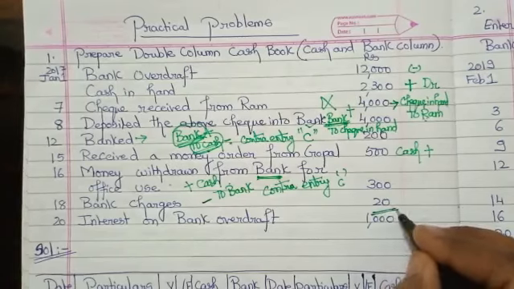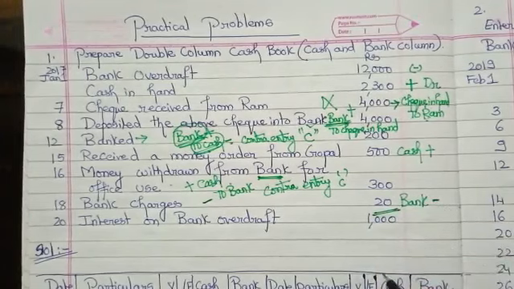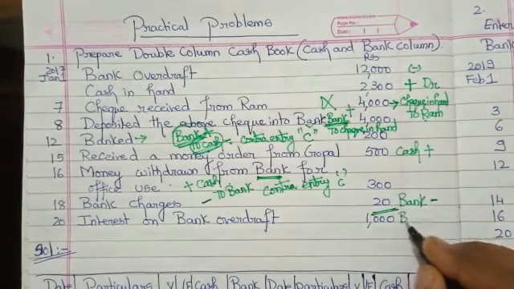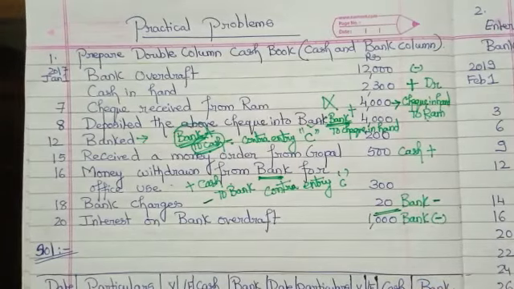Next is bank charges. Bank charges decrease the bank account. Interest on bank overdraft, minus.